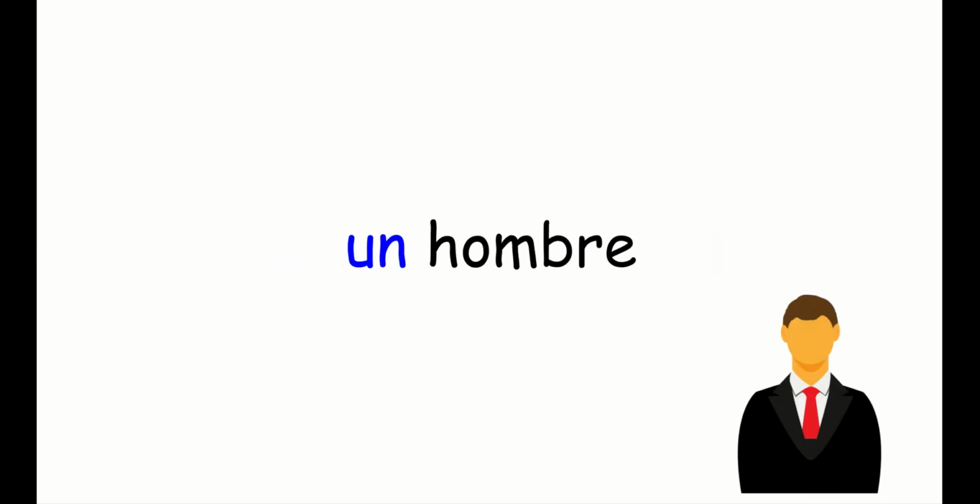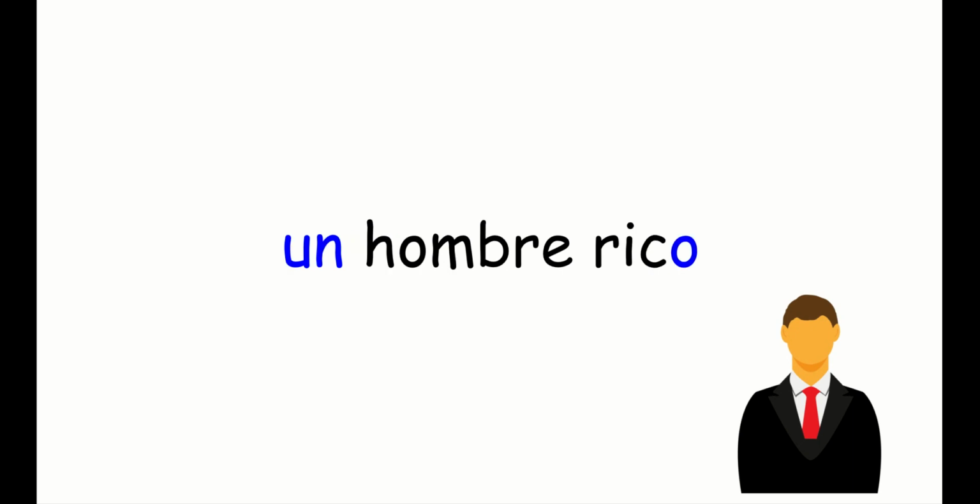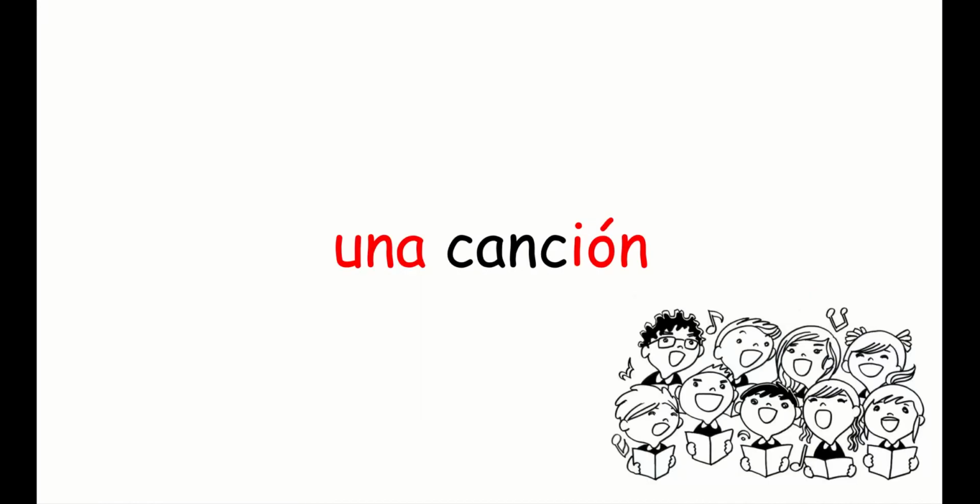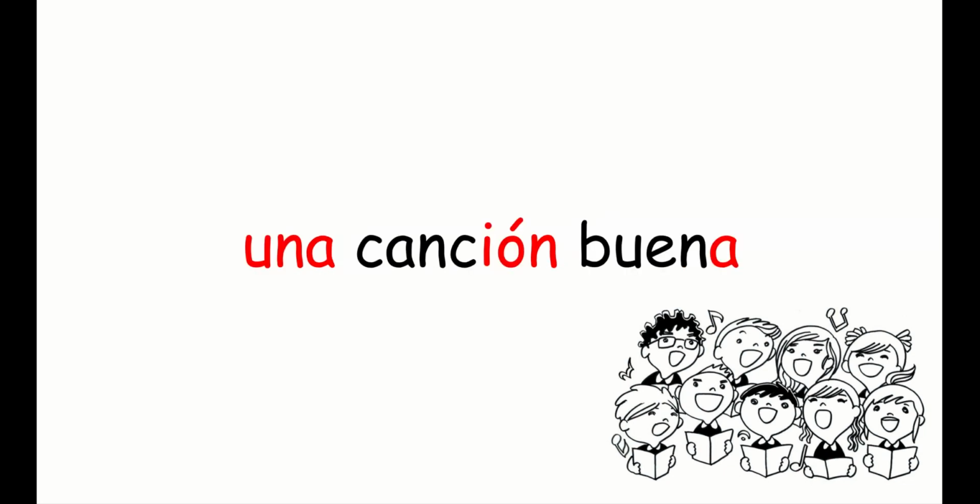Another example, hombre. Un hombre is masculine. Even though hombre doesn't end in O, we know it's masculine because the word un is in front of it. So when we describe this man as rich, we call him un hombre rico, a rich man. We keep the O in rico to match the masculine noun hombre. Canción, una canción, a song, is a feminine noun. So when we want to describe this song as good, we change the word bueno to buena. So we say una canción buena, a good song, so that they're all in agreement in being feminine.